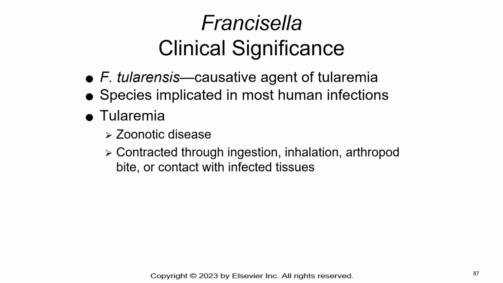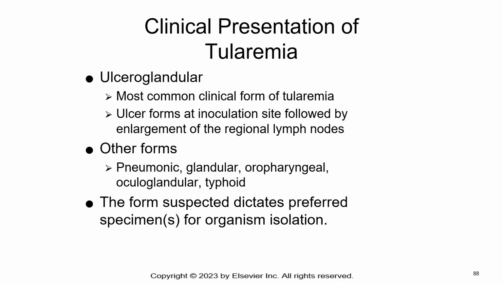Francisella. Francisella tularensis is the causative agent of tularemia. This is the species implicated in most human infections. It's a zoonotic disease contracted through ingestion, inhalation, arthropod bite, or contact with infectious tissues. This is associated with rabbits in Europe. There's the ulceroglandular and other forms of the infection, but the most common form is the ulceroglandular. An ulcer forms at the inoculation site followed by enlargement of regional lymph nodes.